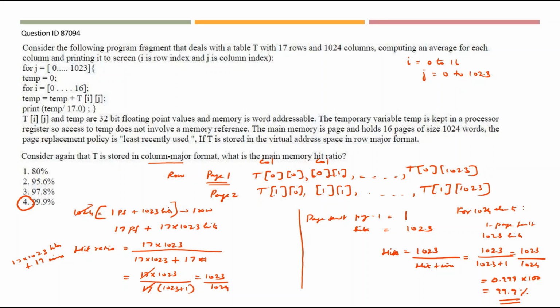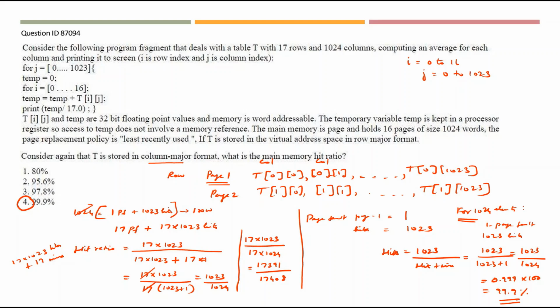This is the actual way of mentioning it. With just one page, I have mentioned it like this. For one row count and for 17 rows, I have explained in this way. Certain people can also do this in another way: accessing 1023 elements in 17 rows divided by accessing 1024 elements in 17 rows. This ratio will be 17391 divided by 17408. So this is another way of writing. Whatever you write, you will end up with 99.9%.